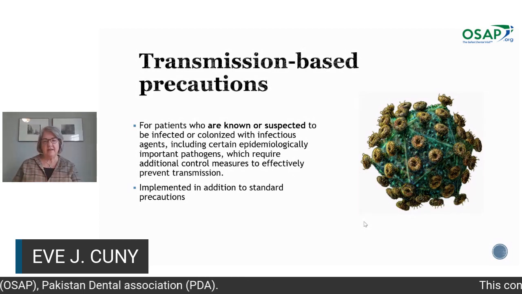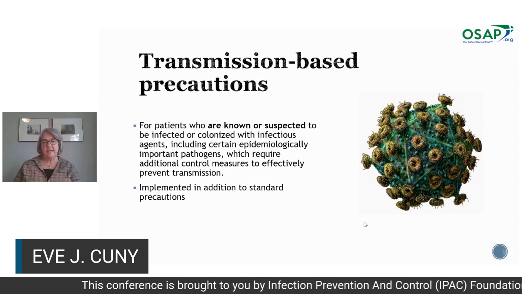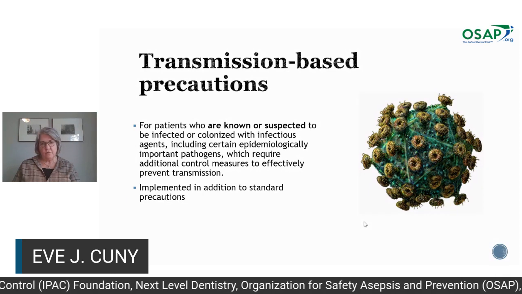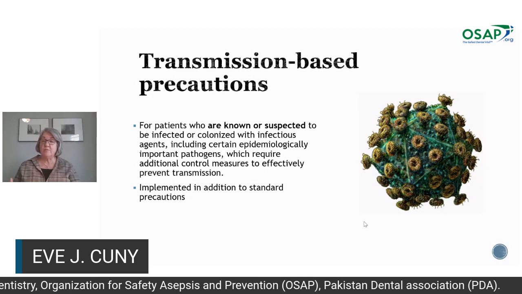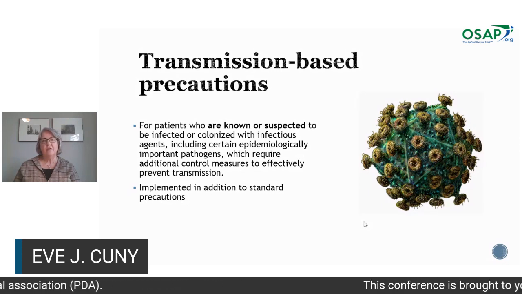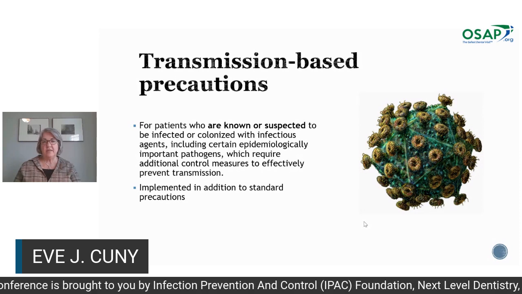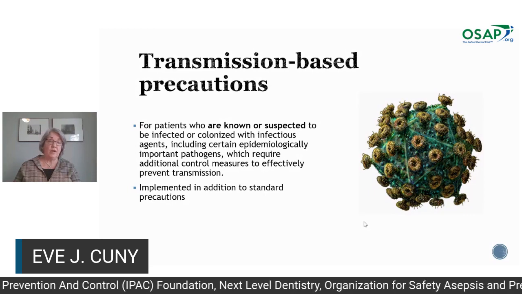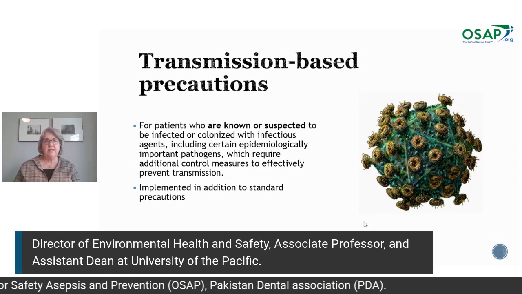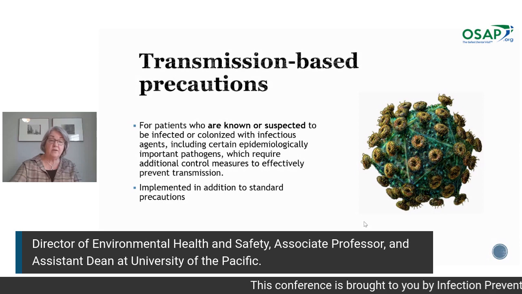So these transmission-based precautions that I'm talking about are for patients who are known or suspected to be infected or colonized with infectious agents, including certain epidemiologically important pathogens, and these require additional control measures to effectively prevent transmission. And as I mentioned before, in a hospital setting, they'd be looking at things like methicillin-resistant Staph aureus or vancomycin-resistant enterococci. So, a number of those types of diseases that we really associate with inpatient settings. But of course, airborne transmission is another concern, and that would be things like influenza or COVID-19 or measles or tuberculosis, which can be both. Some of those can be both airborne and contact transmission.